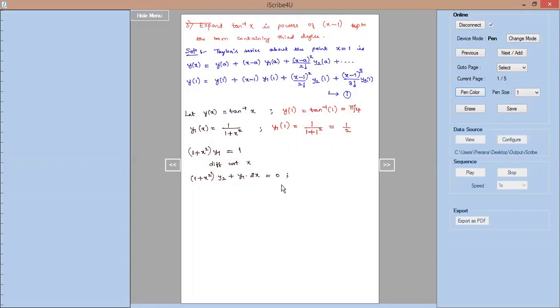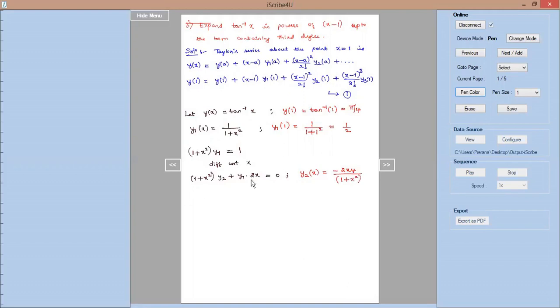Now at the given point we have to find out. So wherever x is there, substitute x as 1. Before doing that, just for convenience, I will rewrite this for y2, so that y2 at the given point can be easily found. So this can be written as y2 of x is equal to minus 2xy1 divided by 1 plus x square.